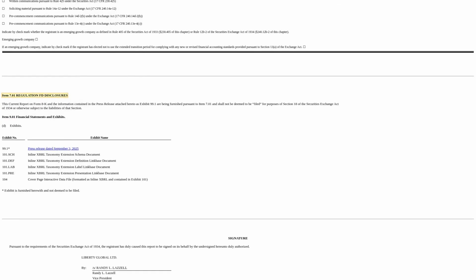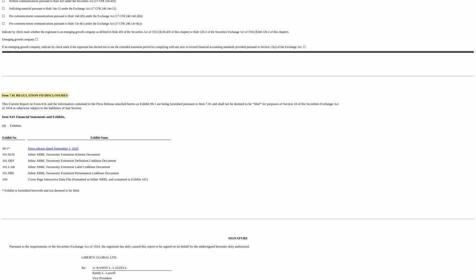Now we get to the meat of why they're filing this specific report under a section called Regulation FD Disclosures. Regulation FD, or Fair Disclosure, is a rule that says companies have to share important information with everyone at the same time. They can't selectively tell good news to just a few people.